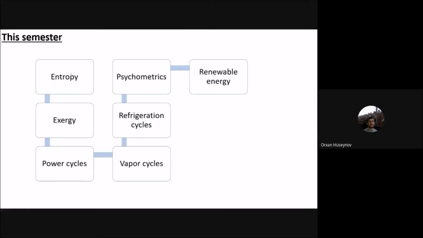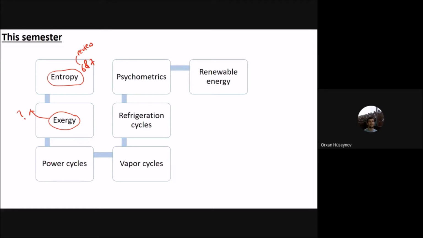The roadmap for this semester is that we will talk about entropy, and then exergy, which is chapters 6 and 7 together. Some parts of chapter 6 will be a review, but mainly it will be chapter 7. And then I will talk about exergy. This one is under question mark, because we will talk about exergy only if we have time left.